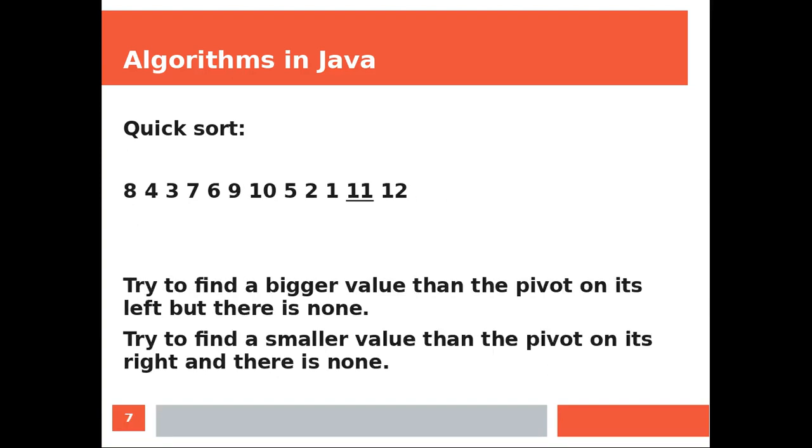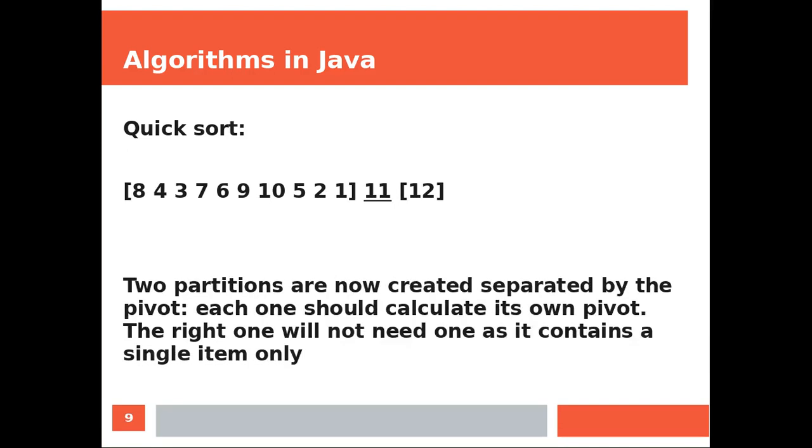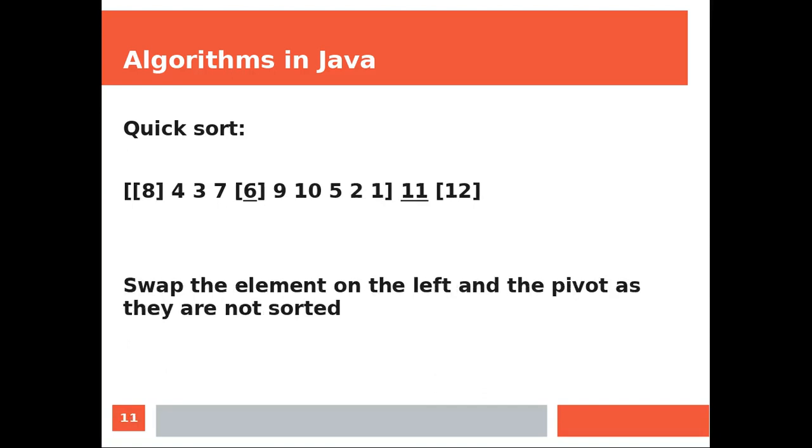Try to find a bigger value than the pivot on its left, but there is none. Try to find a smaller value than the pivot on its right, but there is none. The pivot is now bigger than the elements on the left, while it's smaller than the elements on the right. Two partitions are now created, separated by the pivot. Each one should calculate its own pivot. The right one will not need one, as it contains a single item only. And this is the new pivot for the left partition.